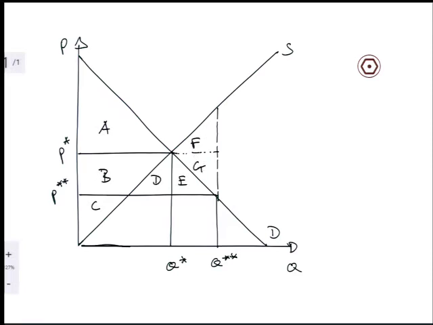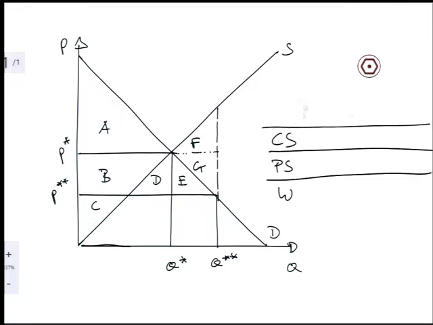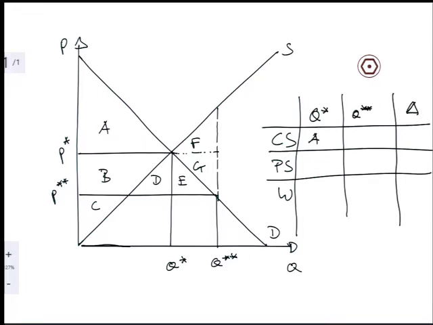Let me just think for a second. Do I need another one? No, we're good. Okay. Consumer surplus, producer surplus, welfare, big lines, Q star, Q double star. And then if you wanted to, you could do the change too. Okay, here we go. We're ready. All right, the Q star is easy. Consumer surplus, A. Producer surplus, B plus C.